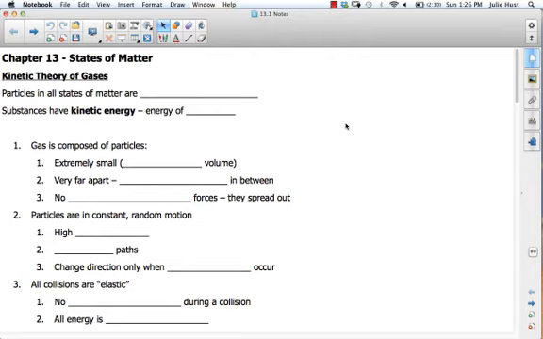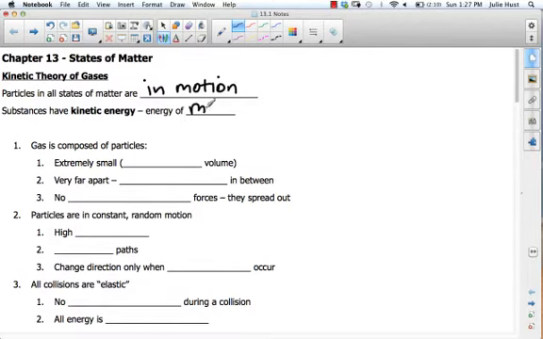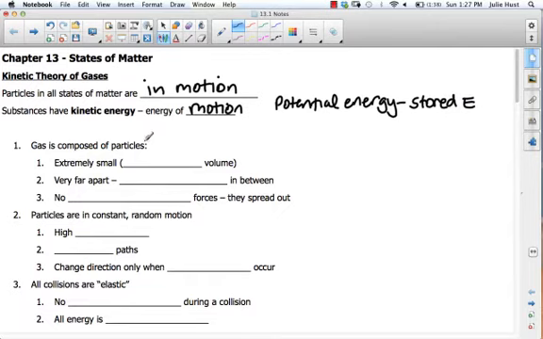This short lecture will cover the kinetic theory of gases. First off, we know that particles in all states of matter are in motion. And then we define kinetic energy as the energy of motion. Remember, potential energy is stored energy. Kinetic energy is energy of movement.